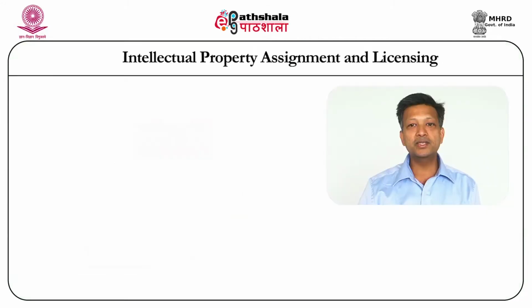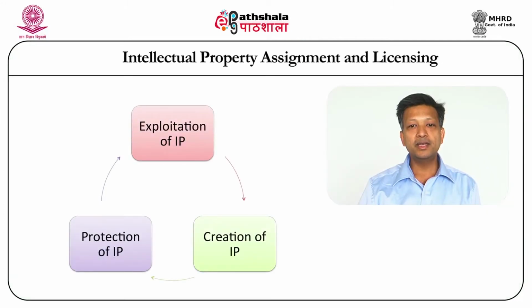Intellectual property, as we have seen, has three limbs. First is creation of property, second is protection of intellectual property, and third is its exploitation. So, one question is fundamental to this circle of intellectual property. Should a property be created first and then protected and then exploited? In other words, is it always the case that intellectual property is created first and then exploited? Well, that is not always the case.